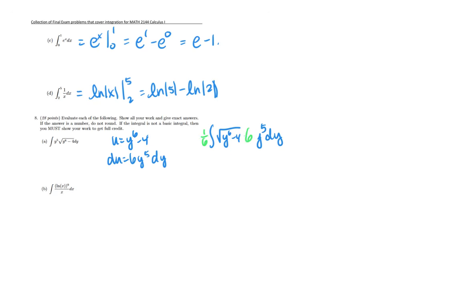So the only thing I did here is I multiplied by 1/6 and 6, which is basically like multiplying by 1. So I haven't changed the integral. Now I'm ready to do my substitution. So I'll have 1/6 integral of u to the 1/2 du. And so if I integrate that, I will get 1/6 times u to the 1/2 plus 1, so 3/2 times 2/3 plus c. So this will give me 1/9 times my u, which is y to the 6th minus 4 plus c.